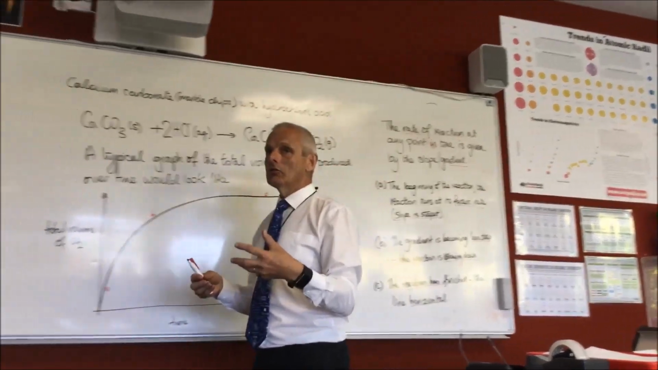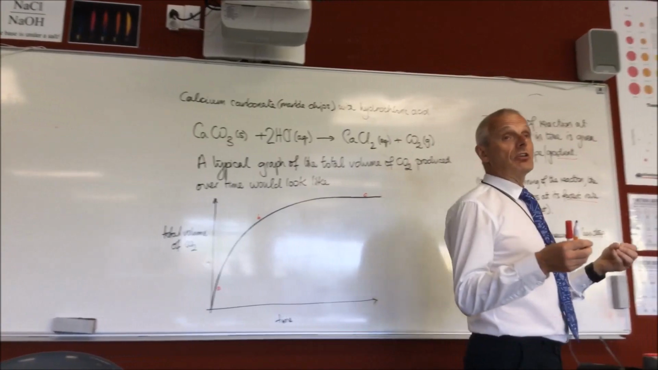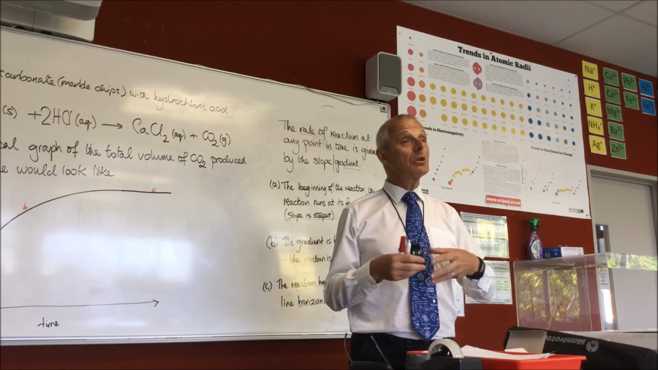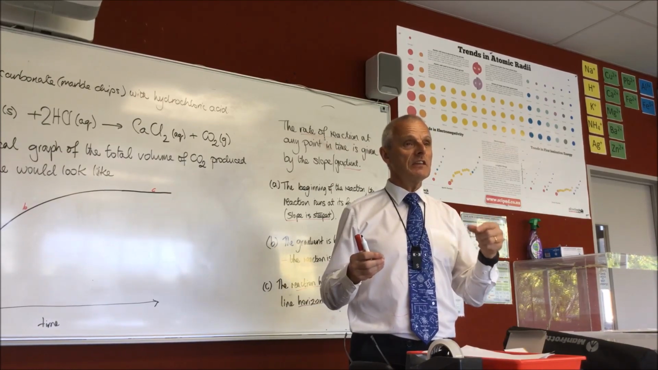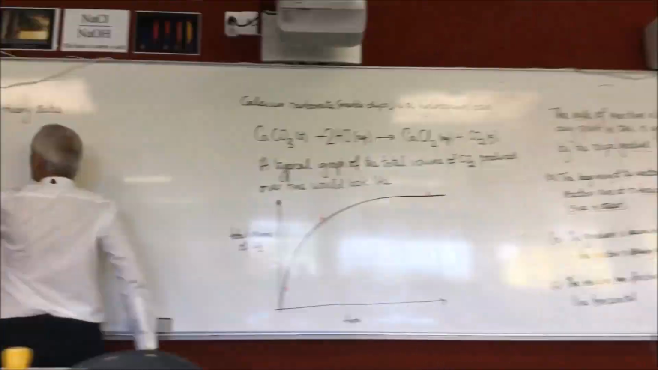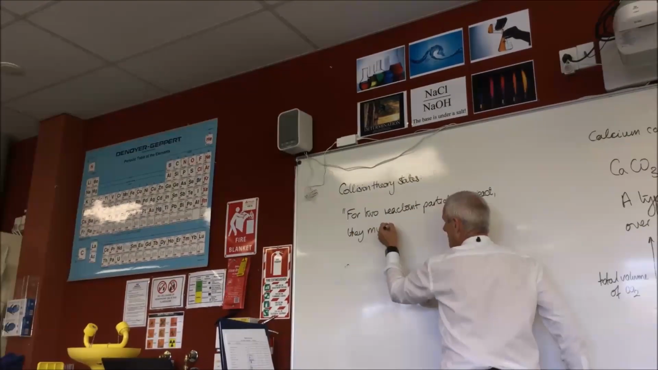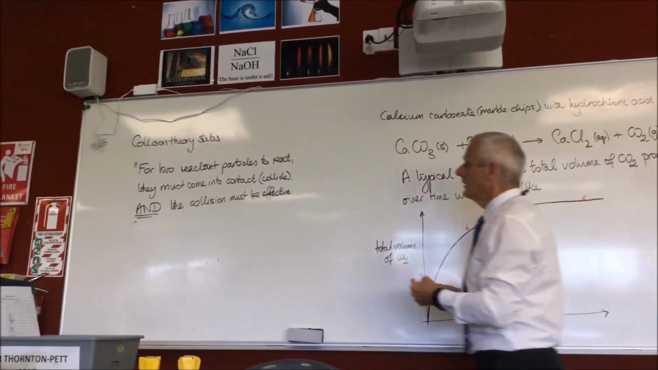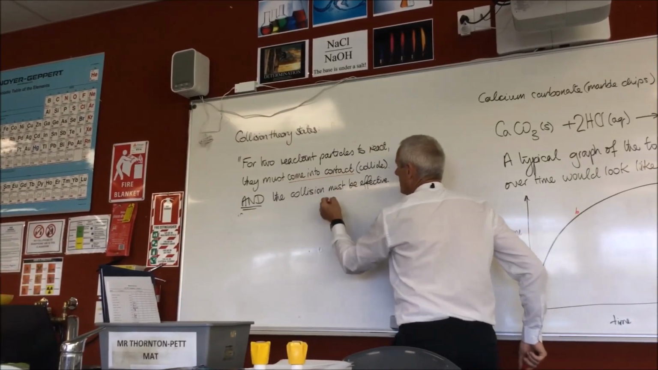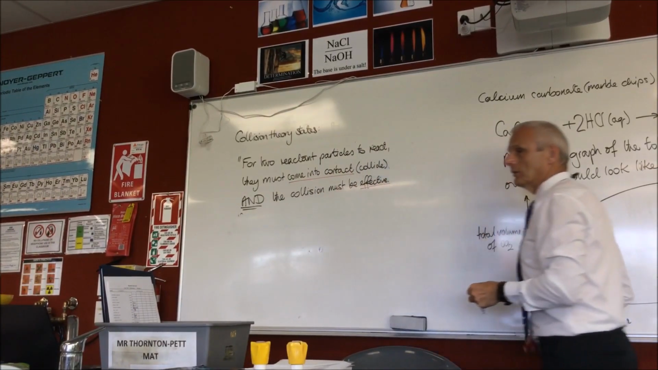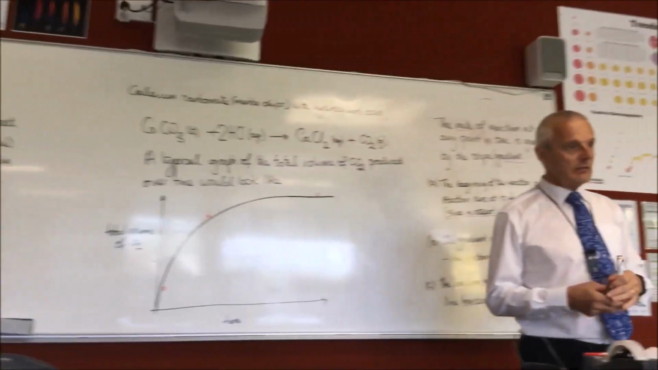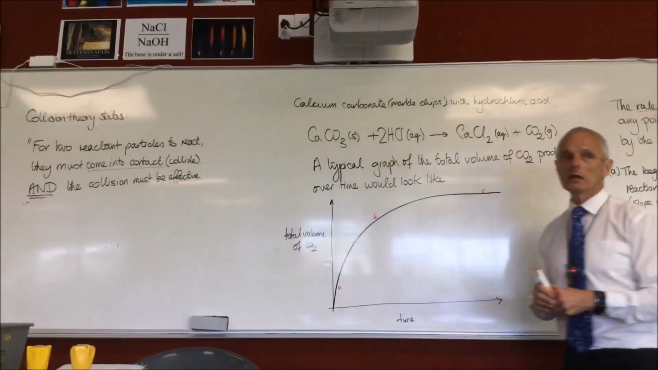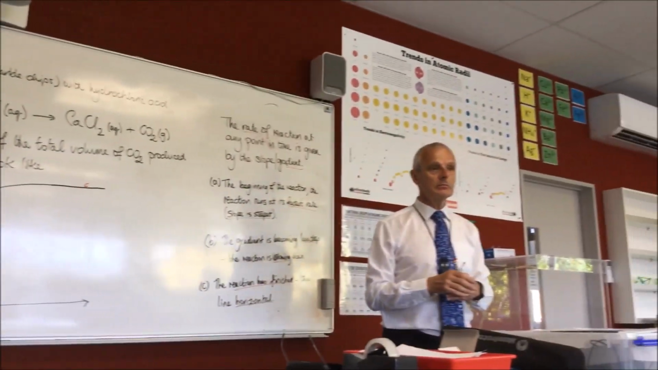And so the second part is that when they do come into contact, the collision must be effective. So we're going to look at what we mean by that second part, the effective bit. Okay? So the important parts of that are the come into contact and the effective bit. They've got to hit each other or collide, and the collision must be effective. Okay? We're going to look at what we mean by an effective collision.